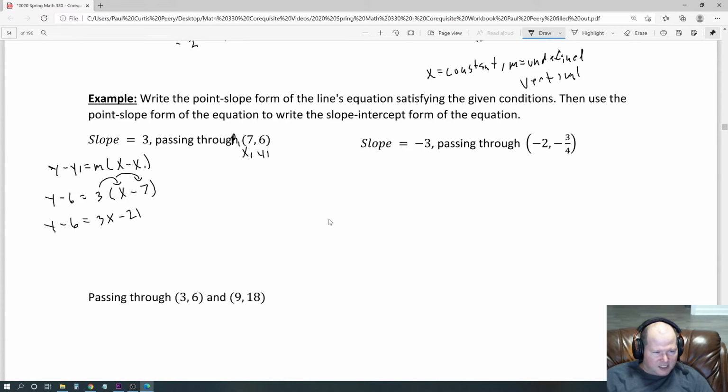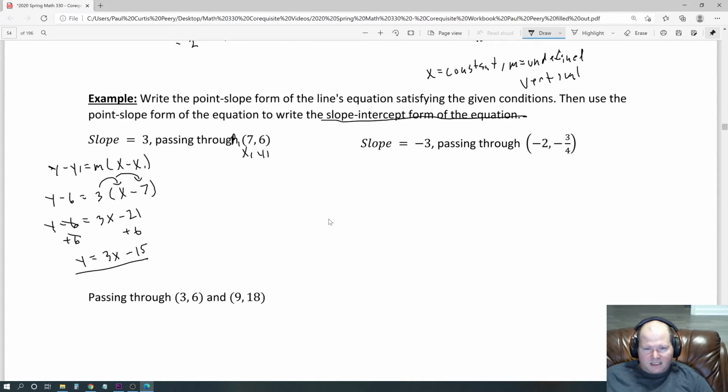Then we're going to get the y by itself by undoing the subtraction of 6 by adding 6. Whatever we do to one side, we do to the other. Cancel, cancel. We end up with y is equal to 3x minus, right? So -21 plus 6 is -15. And we have it in the slope-intercept form. So we're good. That's it.